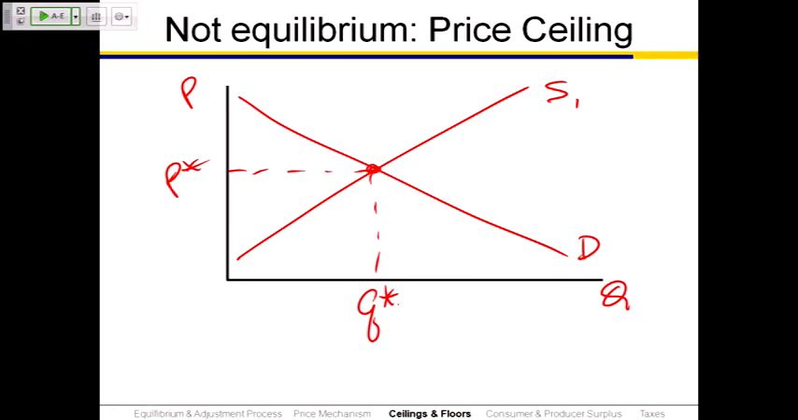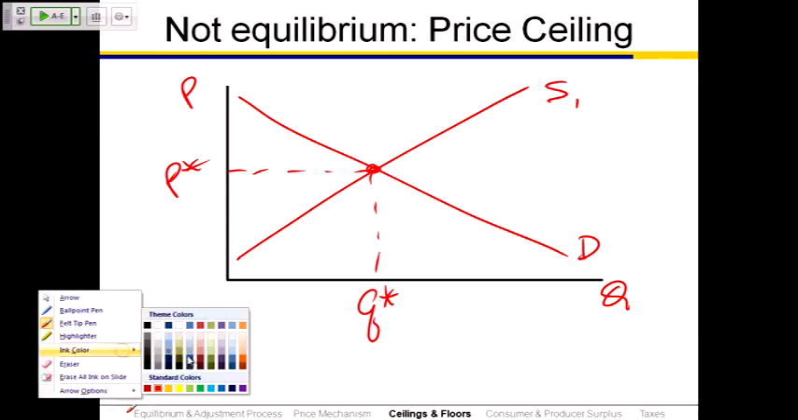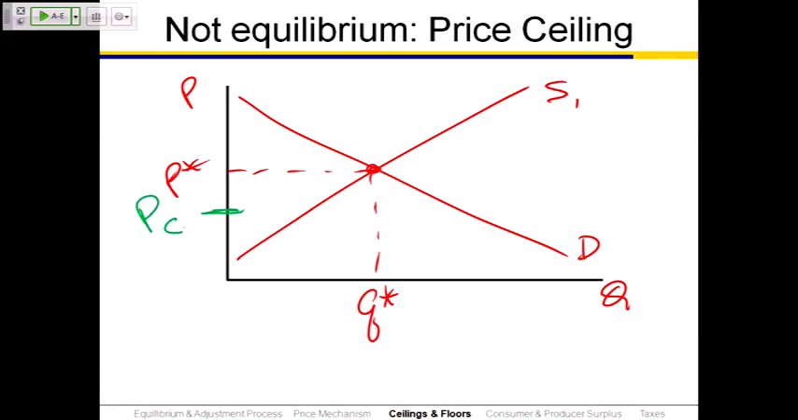All right, so we've got equilibrium. You've drawn it up. If there's no intervention in the market, the price rises up to P star. If there's a binding price ceiling, that means that the price is going to be prevented from floating up as high as it would float. That price ceiling, call it PC for a price ceiling, is below the equilibrium price.